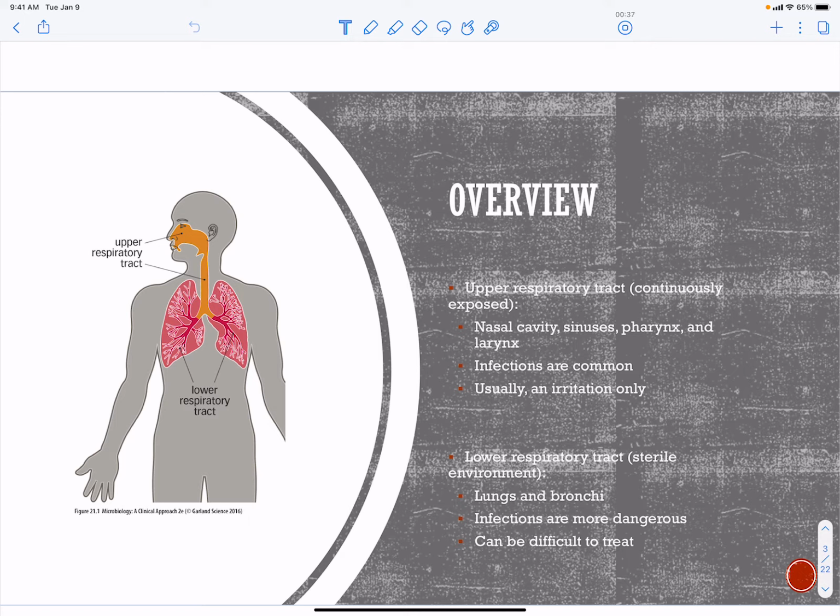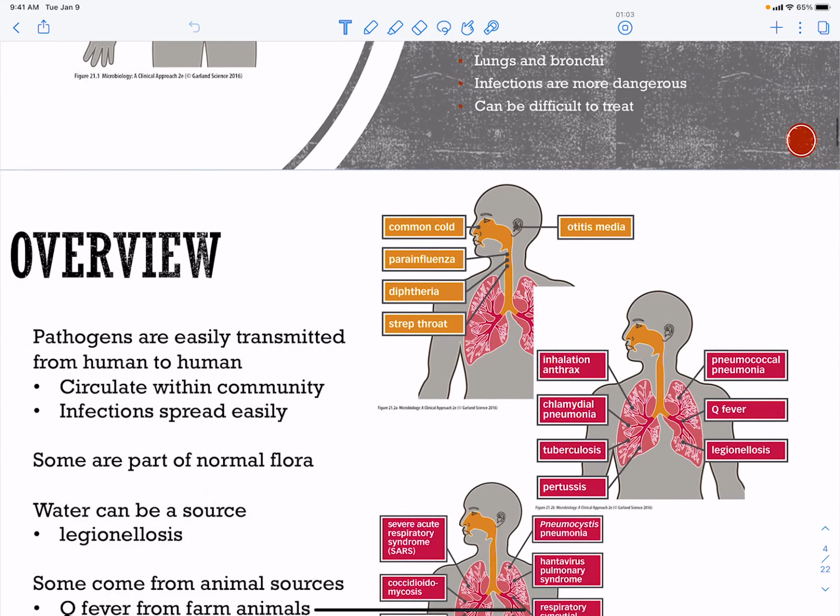Your upper respiratory tract is going to continuously be exposed to the external environment. You have your nasal cavity, sinuses, pharynx, and larynx. The infections of the upper respiratory tract are typically going to be more of an irritation, and they're going to be very common, the common cold, for example. Whereas the lower respiratory tract is where you have your lungs and your bronchi, and the infections here are going to be more dangerous and interfere with gas exchange, oxygen and carbon dioxide.